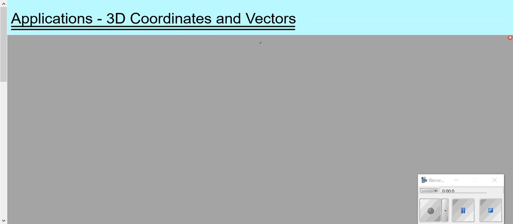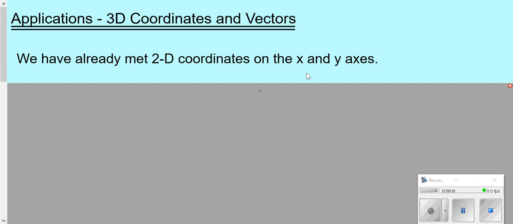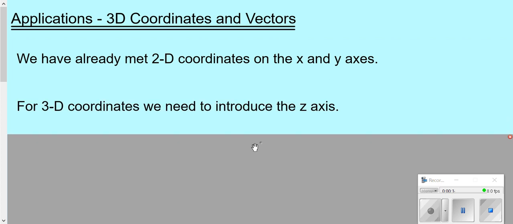So in this video, we're going to look at 3D coordinates. Now we've already met 2D coordinates where we have our X and our Y axis. To make this three-dimensional, we need to add in another axis. So we have X, we have Y, and we're going to add in another axis called Z, and that is our third axis in our third dimension.